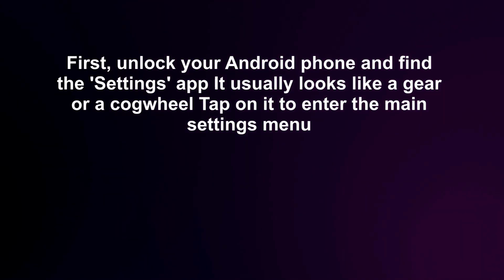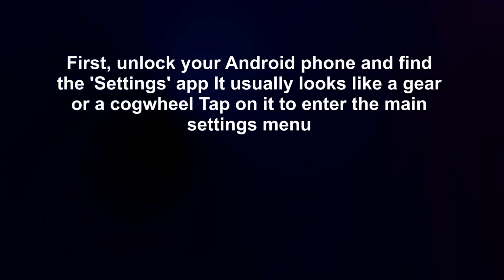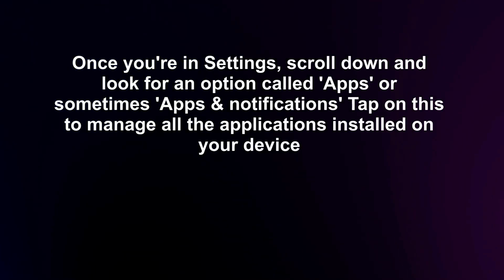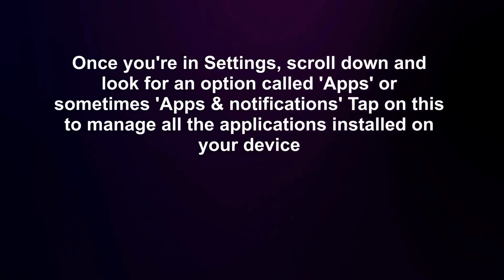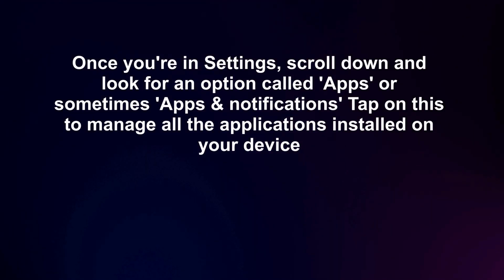First, unlock your Android phone and find the Settings app. It usually looks like a gear or a cog. We'll tap on it to enter the main Settings menu. Once you're in Settings, scroll down and look for an option called Apps or sometimes Apps and Notifications. Tap on this to manage all the applications installed on your device.